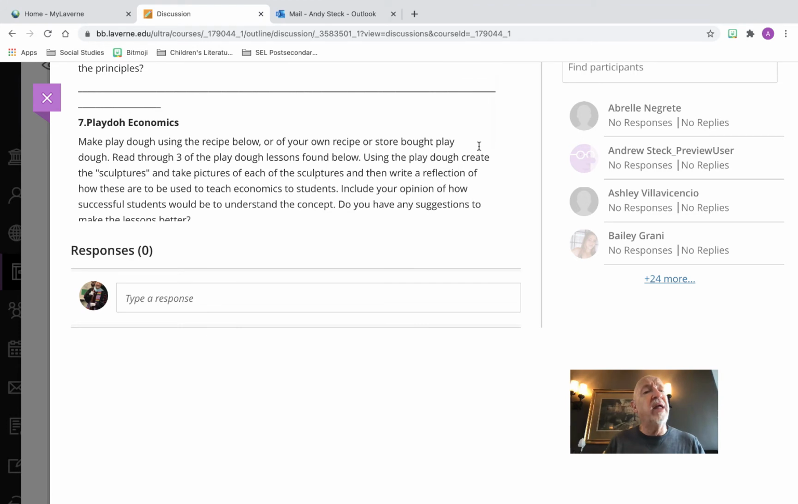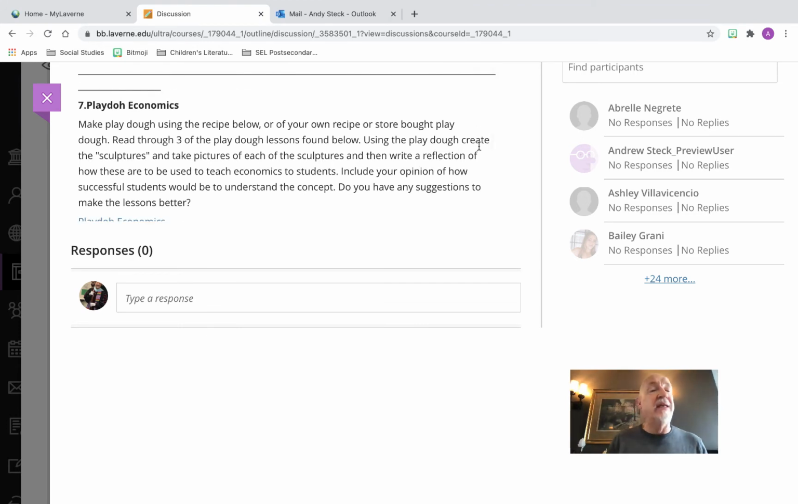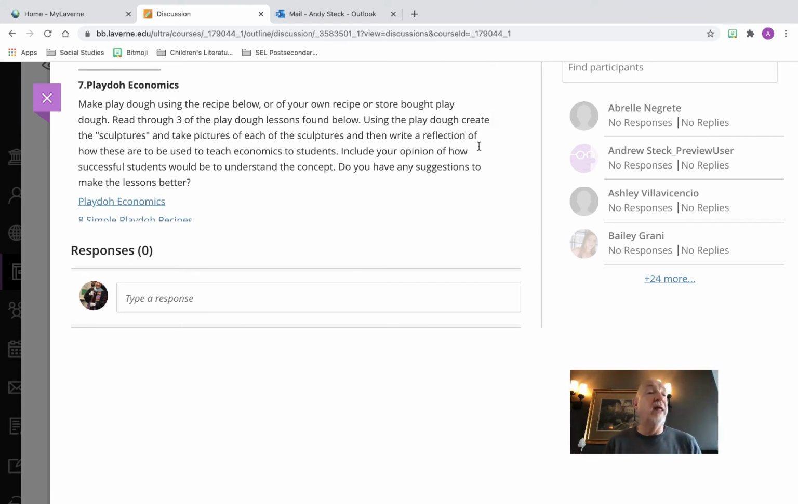Your last but not least independent activity is Play-Doh economics. Yes, I did say Play-Doh. So you're going to make some Play-Doh using a recipe below, or your own recipe if you have one, or you can buy some store-bought Play-Doh.